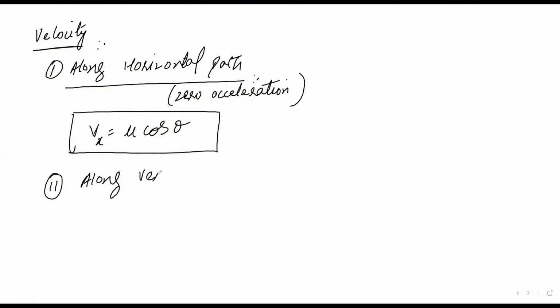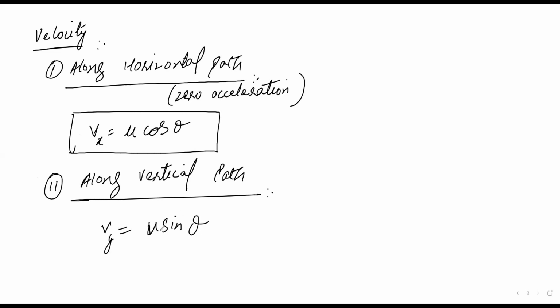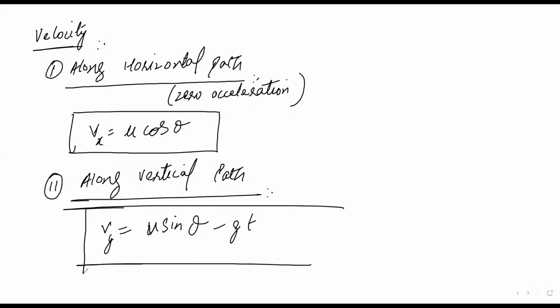whenever you're talking about the velocity along the vertical path, Vy is going to be u sine theta minus gt. Gt accounts for the effect along the whole of the path. So u sine theta minus gt is going to be Vy, that is the velocity along the vertical path.